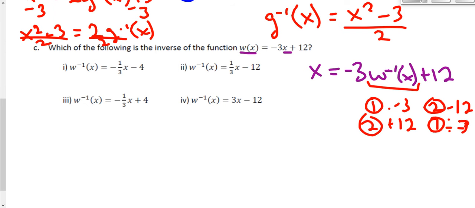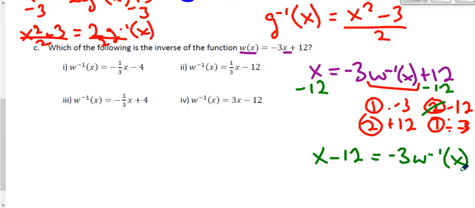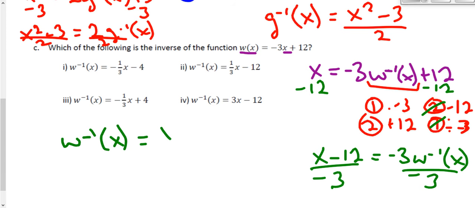So that means, kind of messy, I need to subtract 12 from both sides. Let's go ahead and do that. Minus 12 here, minus 12 there. I get x minus 12. And on the side, -3 times the inverse. And the last thing that happens there is that I divide both sides by -3, which is usually where we would leave this. But the inverse that I get, w inverse of x, x minus 12 over -3, doesn't match any of the options listed because all of my options have continued simplifying.